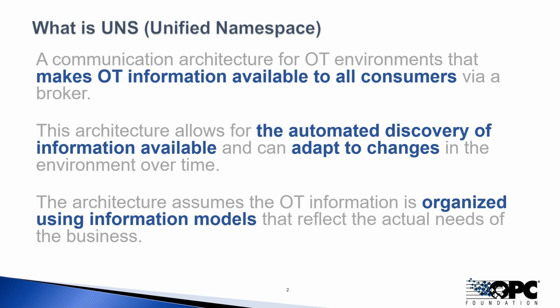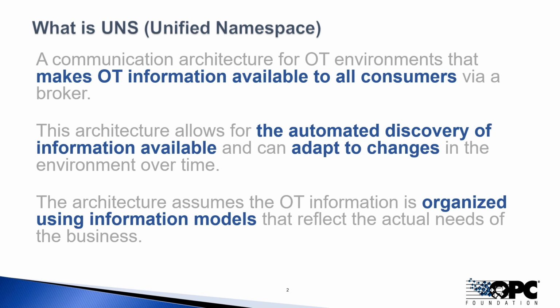UNS is a communication architecture for OT environments that makes OT information available via a central broker. These brokers are commercial products that are designed to be scalable and to support local and cloud-based subscribers. This architecture allows for the automated discovery of information available and can adapt to changes in the environment over time. This means changes to the configurations of devices on the factory floor will be detected by UNS consumers who can see the updated information models.